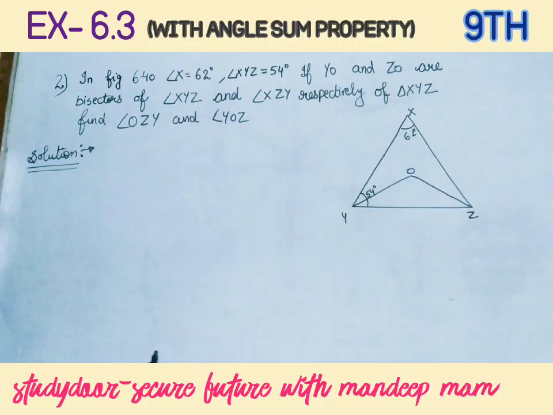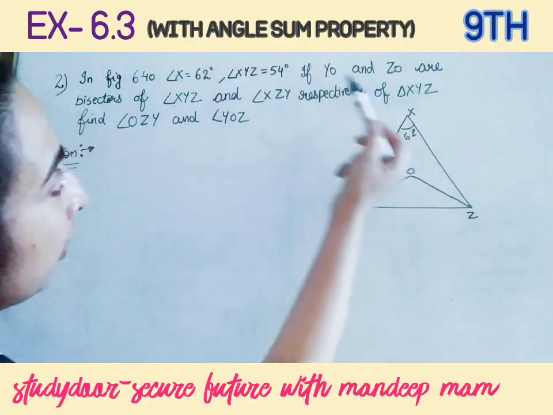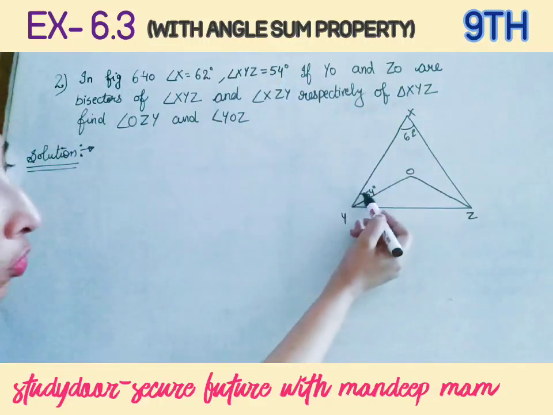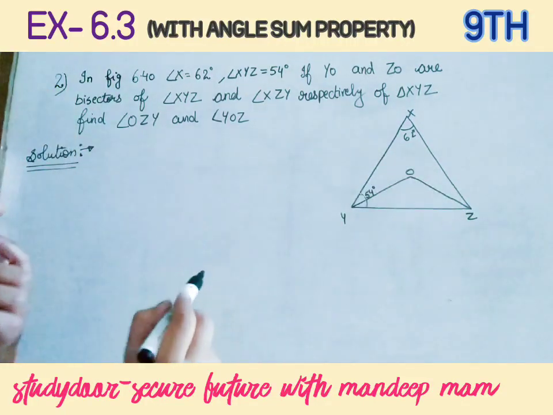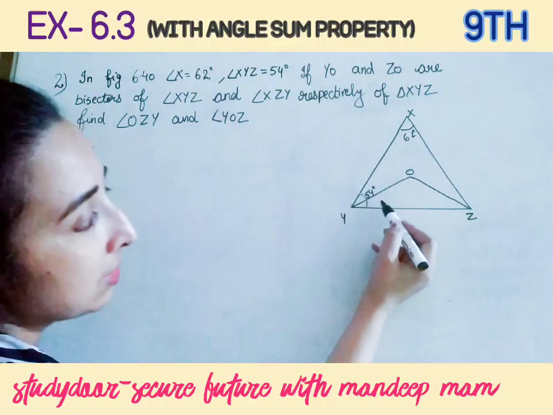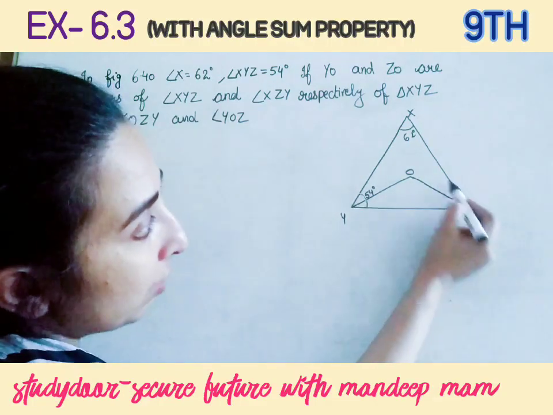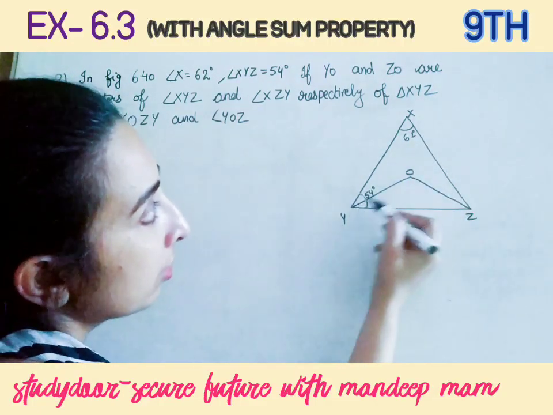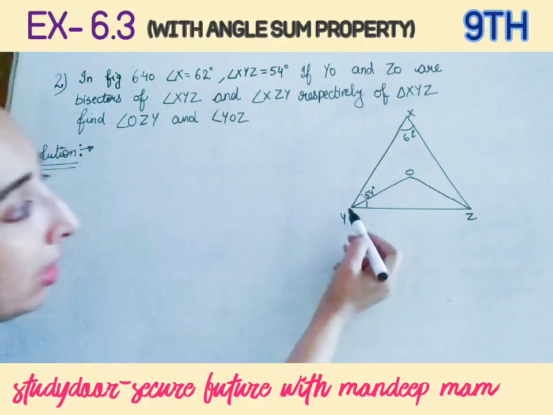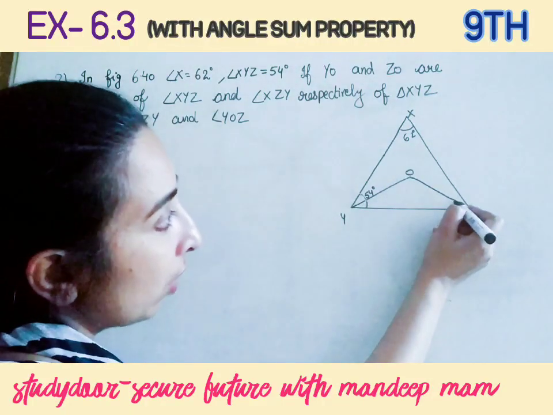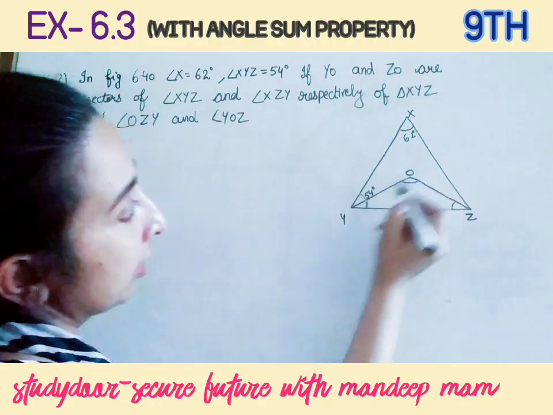Now students, we have the second sum, in figure 6.40, angle X is equal to 62 degrees and angle XYZ is equal to 54 degrees. If YO and ZO are the bisectors, YO is the bisector of angle XYZ and ZO is the bisector of angle XZY, then we have to find angle OZY and angle YOZ.